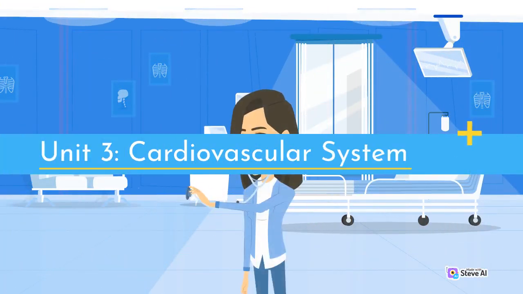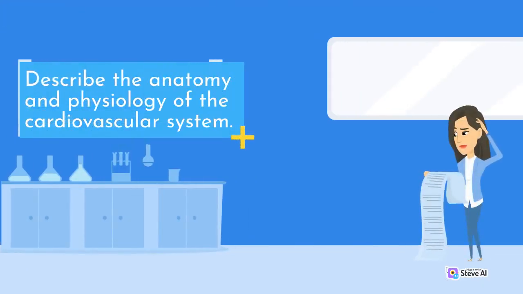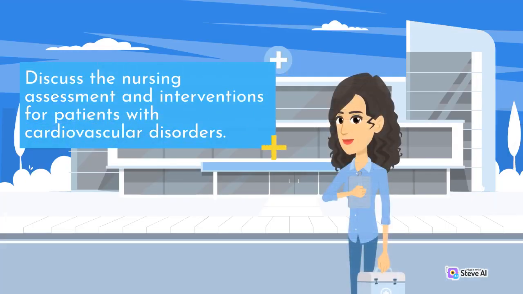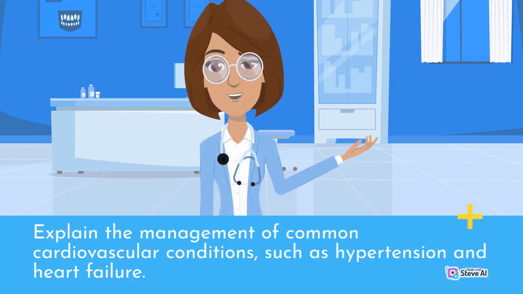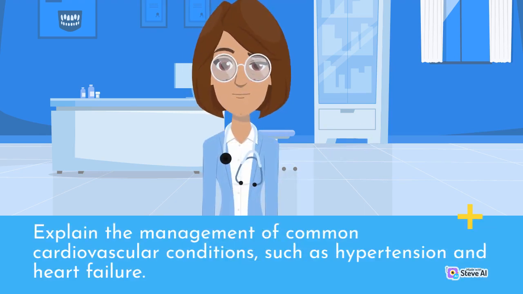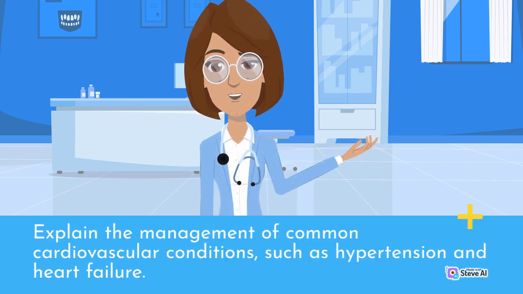Unit 3: Cardiovascular System. Describe the anatomy and physiology of the cardiovascular system. Discuss the nursing assessment and interventions for patients with cardiovascular disorders. Explain the management of common cardiovascular conditions such as hypertension and heart failure.